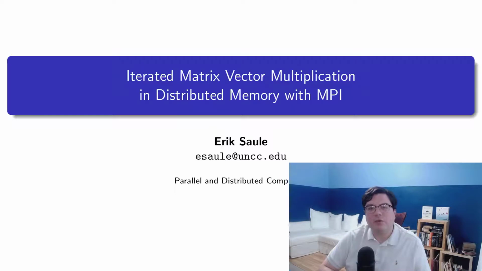We will talk today about one of the most classic algorithms that gets executed on distributed memory machines. Iterated matrix vector multiplication highlights the importance of different data partitioning techniques. It also exemplifies the power of collectives in MPI.